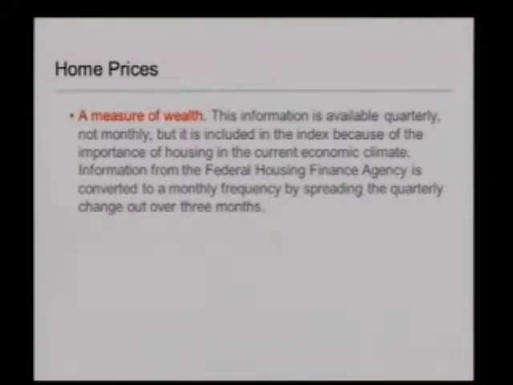And home prices, that's a measure of wealth. This information is available quarterly, not monthly, but it is included in the index because of the importance of housing in the economic climate. Information from the Federal Housing Finance Agency is converted to monthly frequency by spreading the quarterly change out over 3 months.